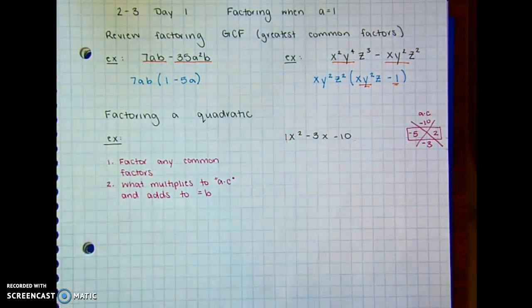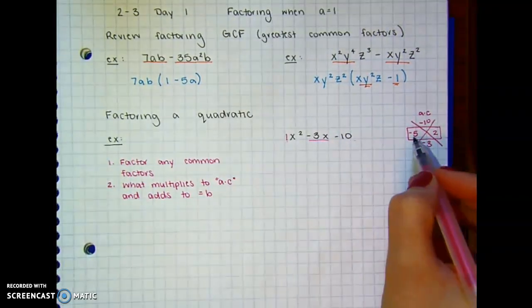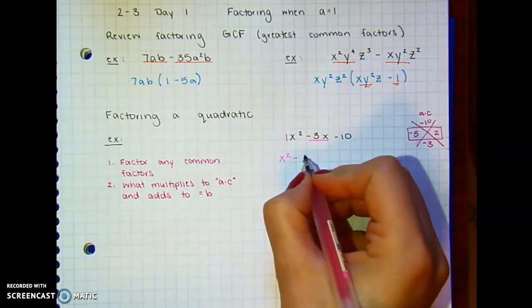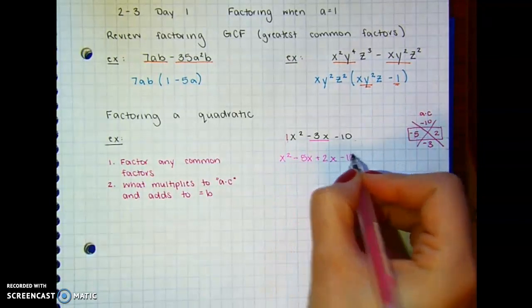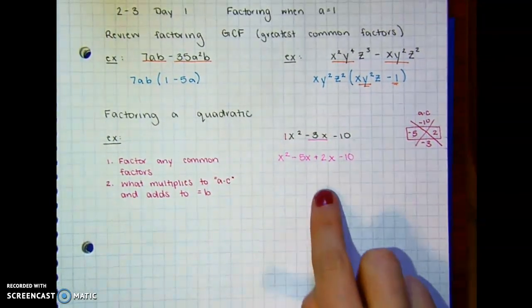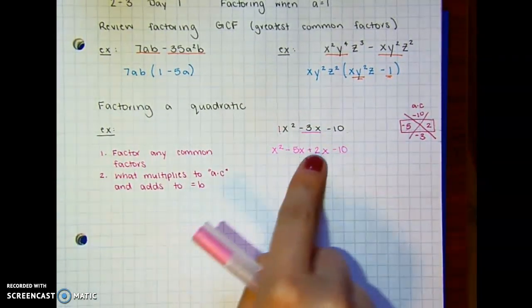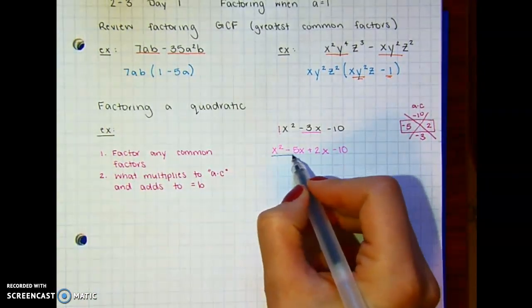So what you can technically do, I'll do it in light pink as an optional step, is essentially we're going to replace this negative 3x with a minus 5x and a positive 2x. And this is just us manipulating the problem, right? Because negative 5x plus 2x is negative 3x. So this line is equivalent to the last one. And then we can factor out the greatest common factor of this line.